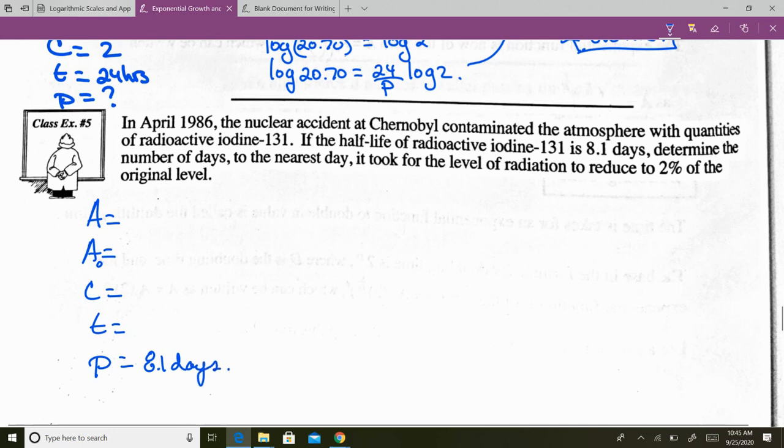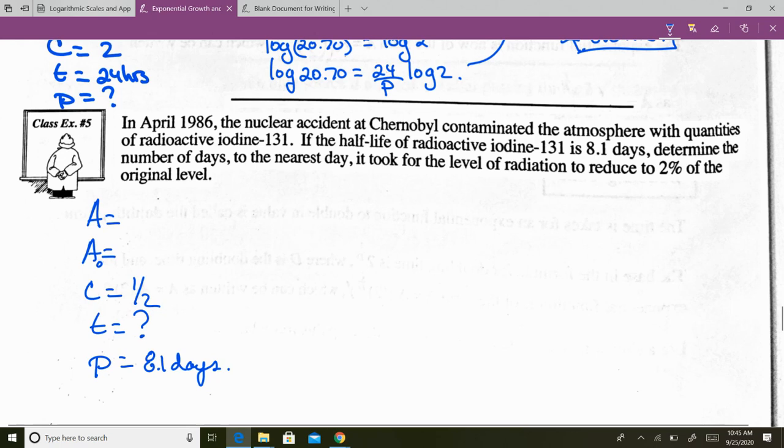Determine the number of days to the nearest day. So what am I looking for? You're looking for T. Boom. It took for the level of radiation to reduce to 2% of the original. Okay, first of all, we're talking about half-life. So what letter is that? C. C is 1/2.